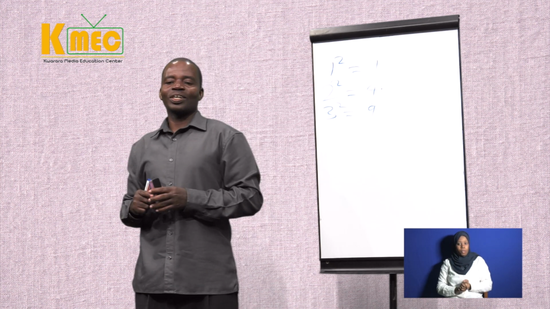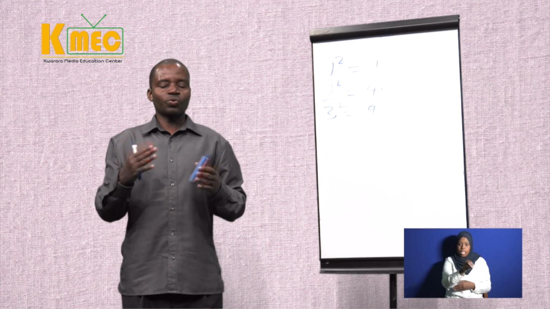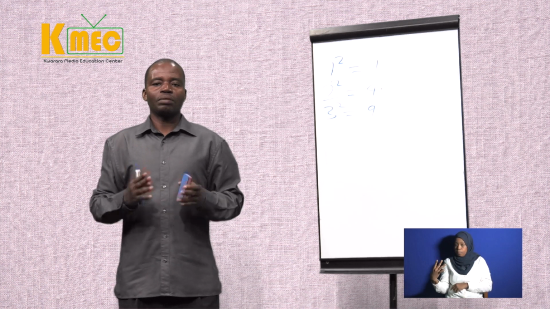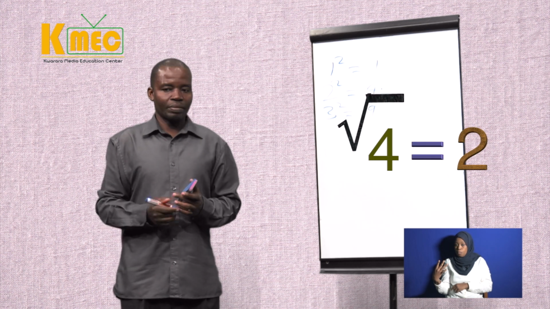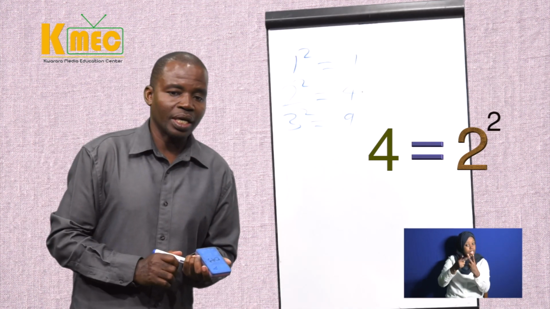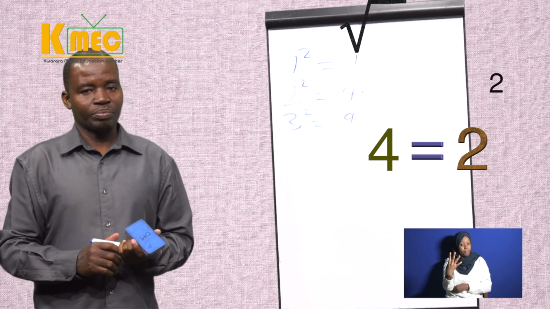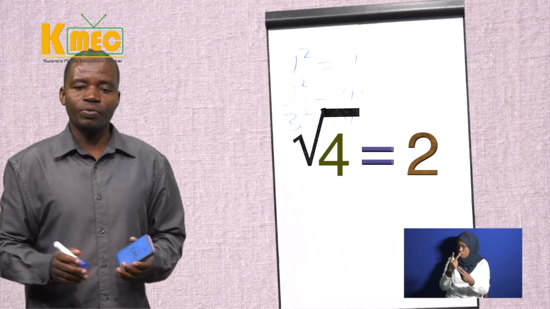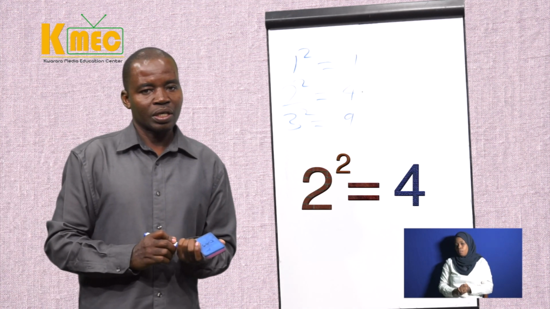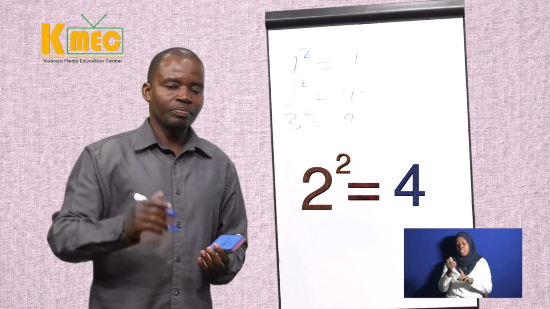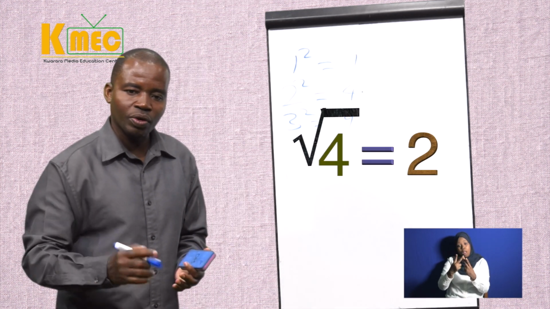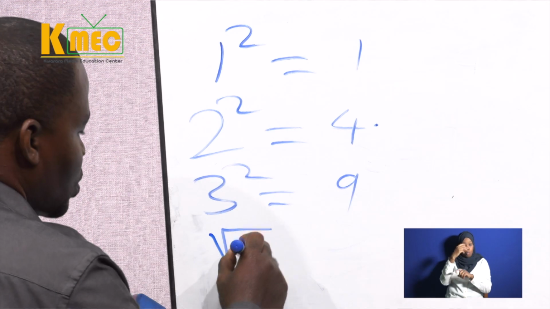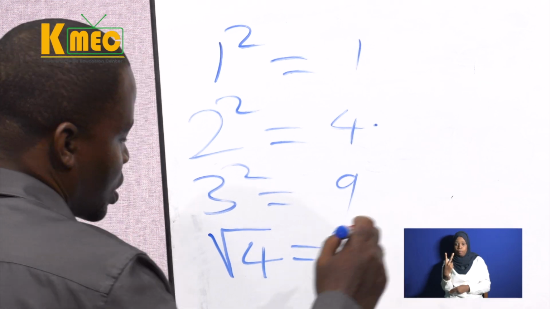Very good. We reverse by taking the square root of the number. If 2 squared is equal to 4, then the square root of 4 is equal to 2. Square root of 4 is equal to 2.